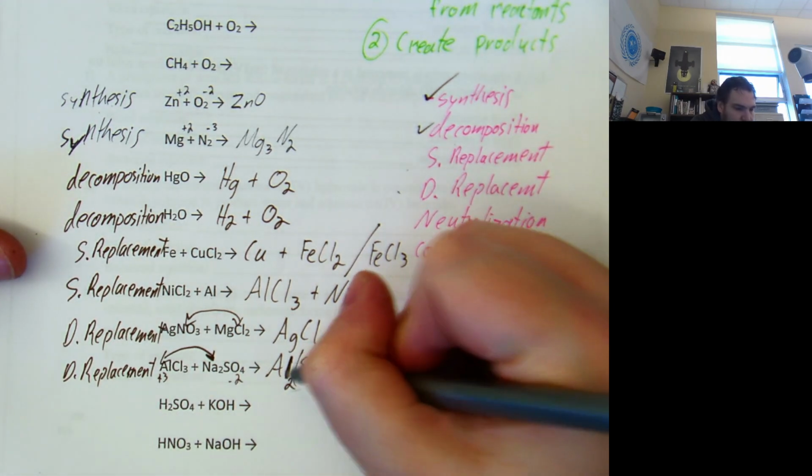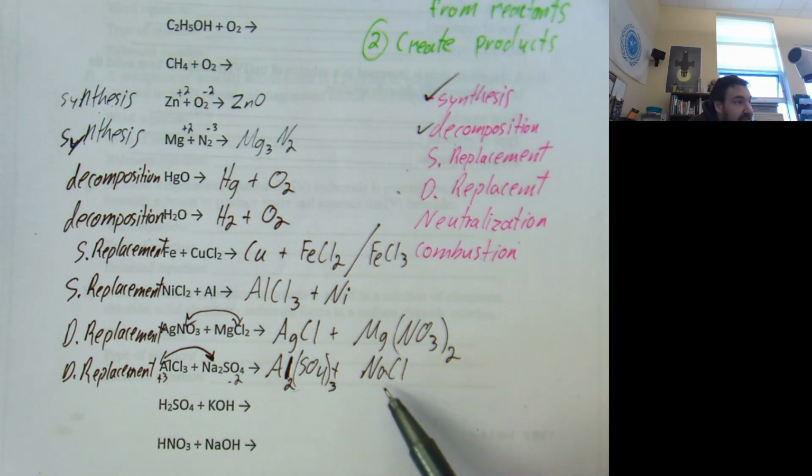Good. And then Na and Cl. Na's got a charge of +1. Chlorine's also -1. It's not alone. It's only diatomic if it's alone. So then you're done. Cool.